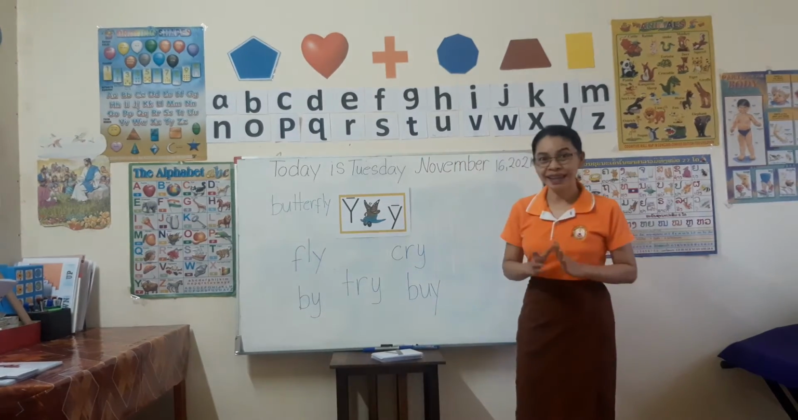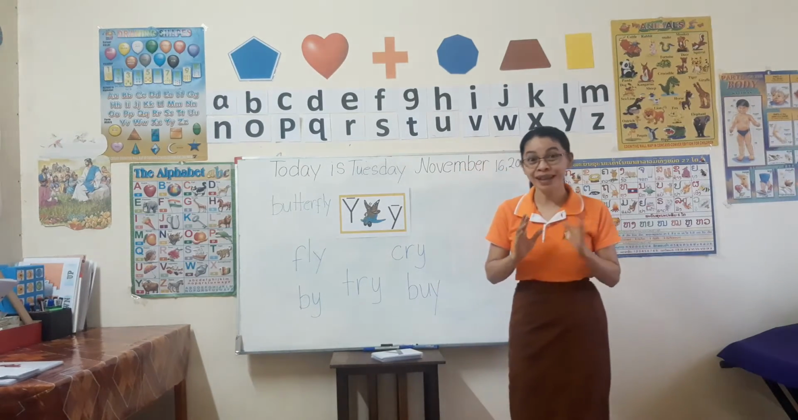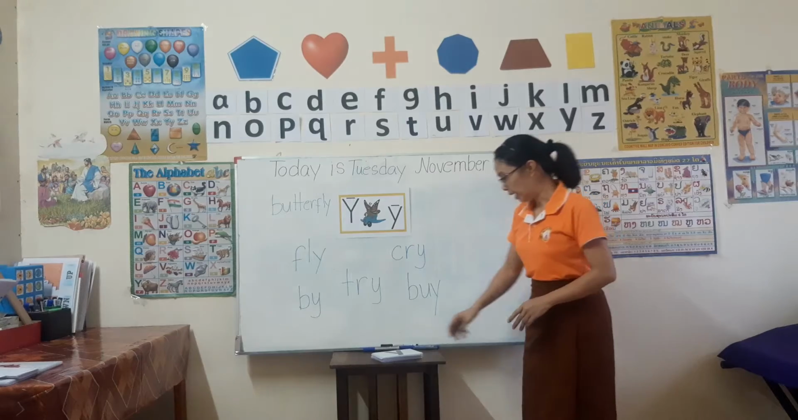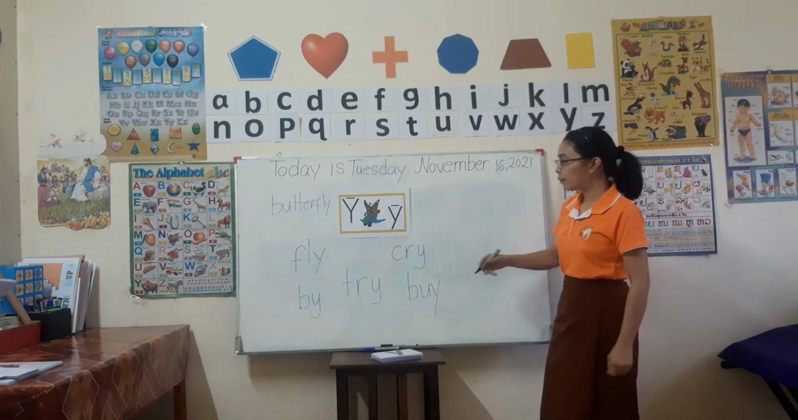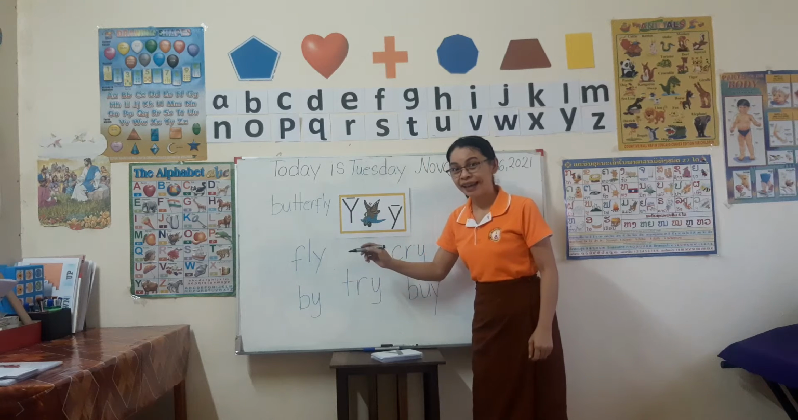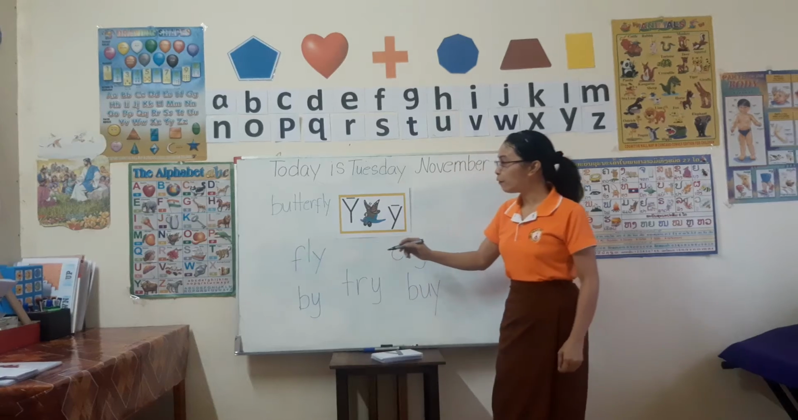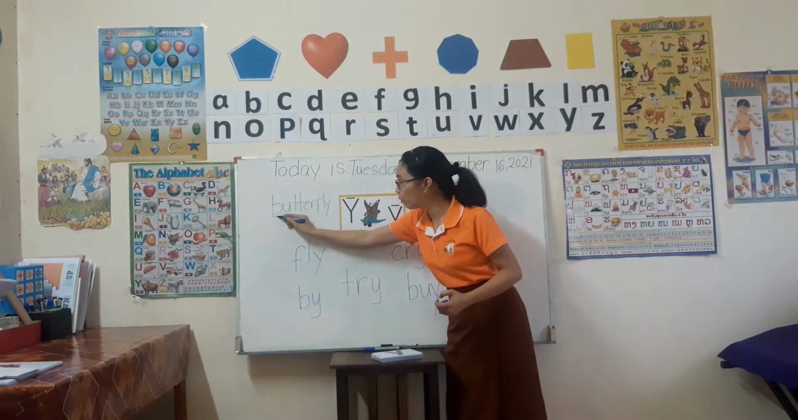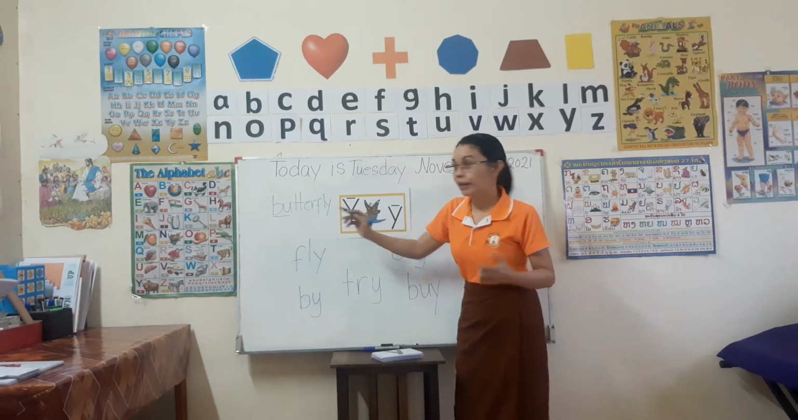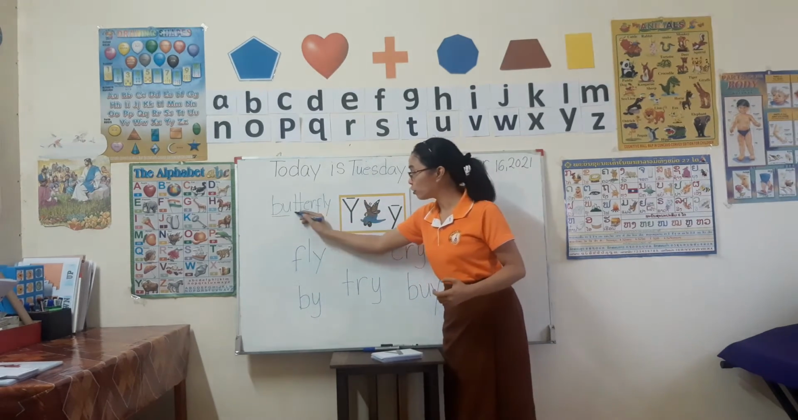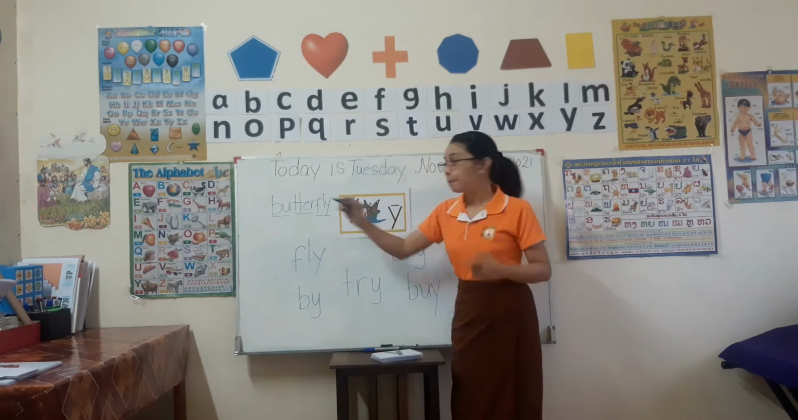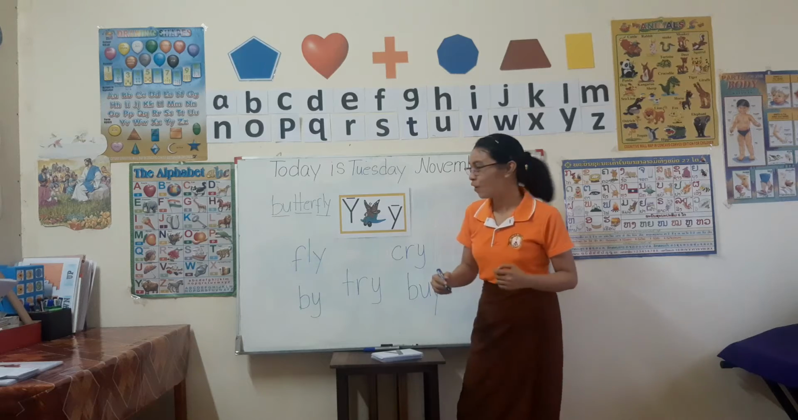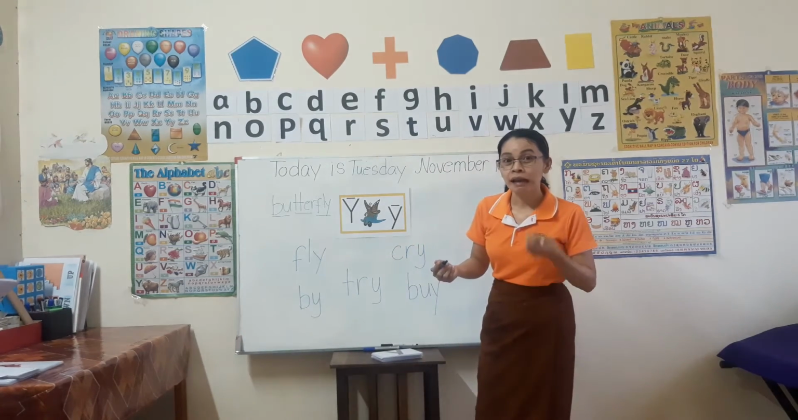Usually, children, but not all the time, if it is one syllable... Teacher, what do you mean by one syllable? Example, one syllable is like fly. But if I say butterfly, how many syllables do you hear? Let's sound it together: but, ter, fly. So there are three syllables. That's what I mean when I talk about syllables.